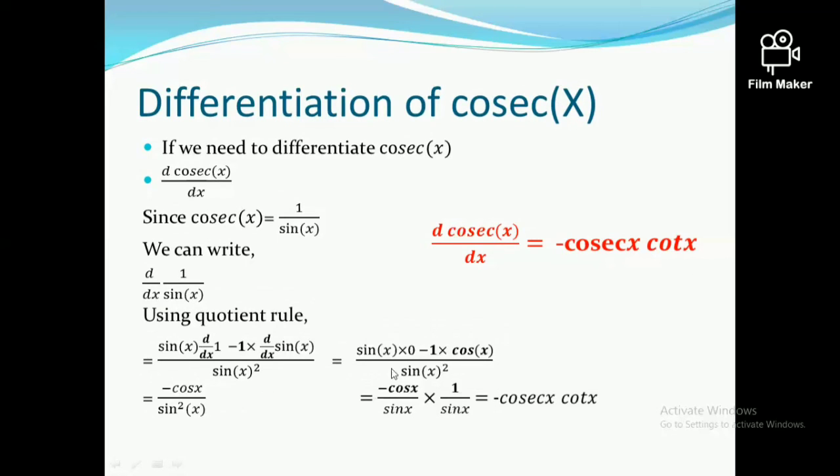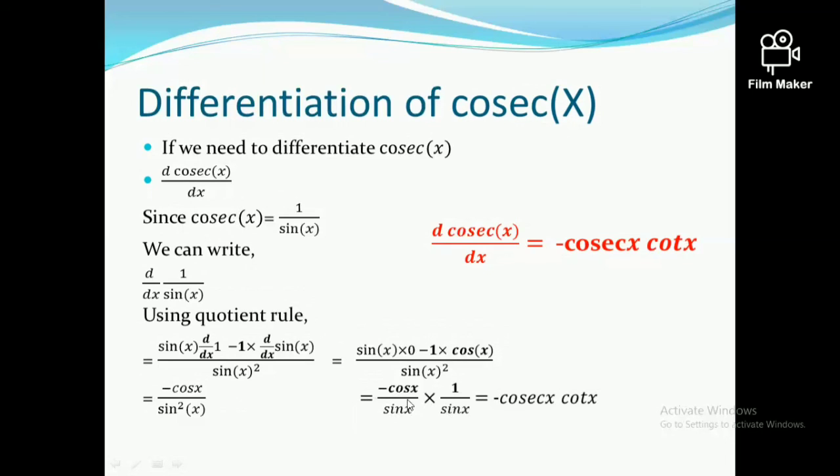Then we know that the differentiation of 1 is just a constant, that is 0. Minus, keep 1 and the differentiation of sin x is cos x. Then sin x into 0 is 0. Minus 1 into cos x is minus cos x. So the answer is minus cos x divided by sin squared x. Again, I am using the same theory which I used in a previous slide. Then I will split this sin squared x as sin x into sin x. Then I write the answer as minus cos x divided by sin x, into 1 over sin x. Right.